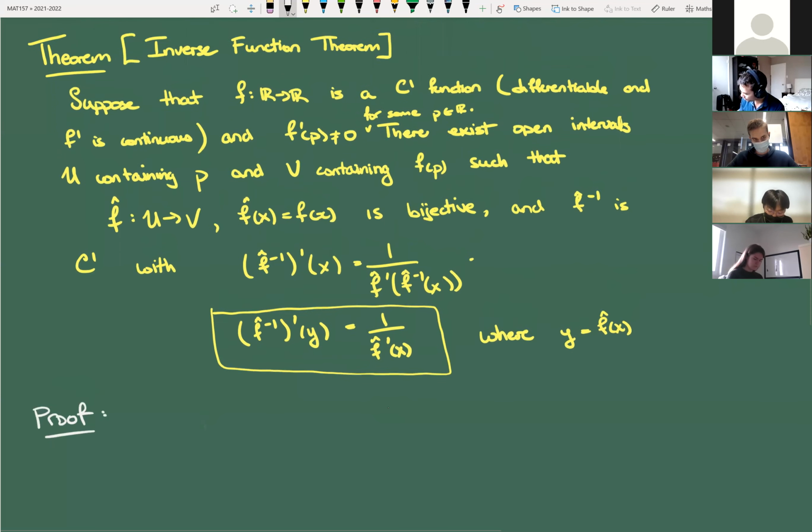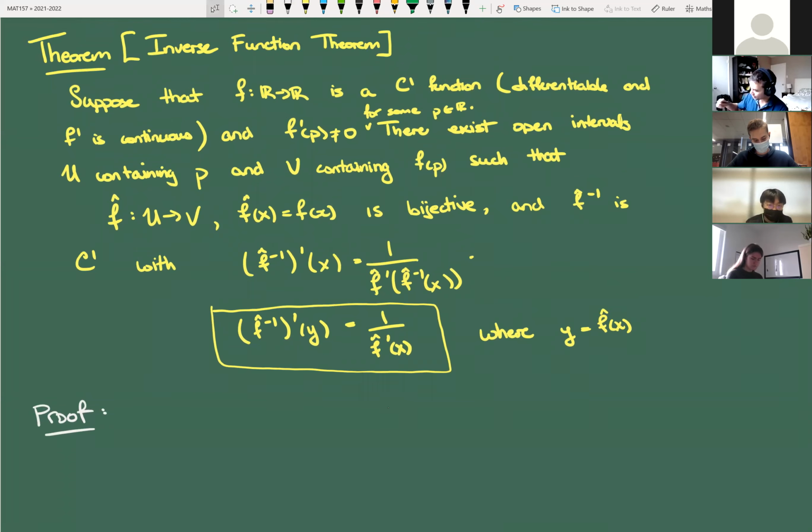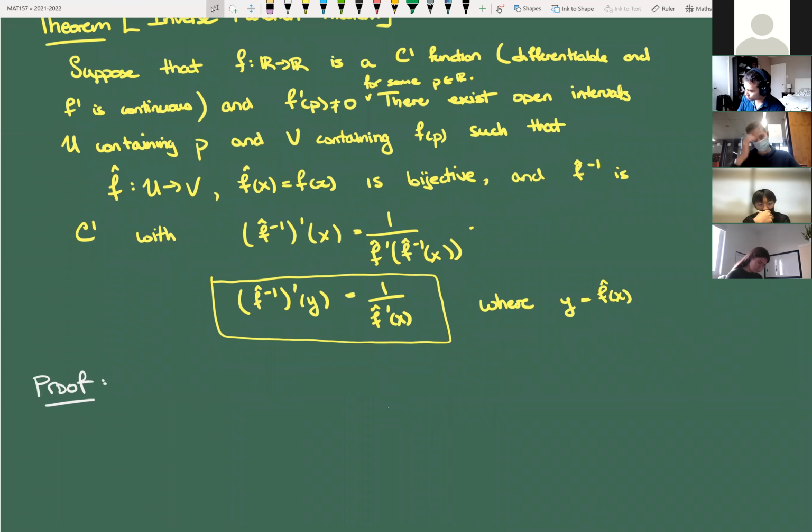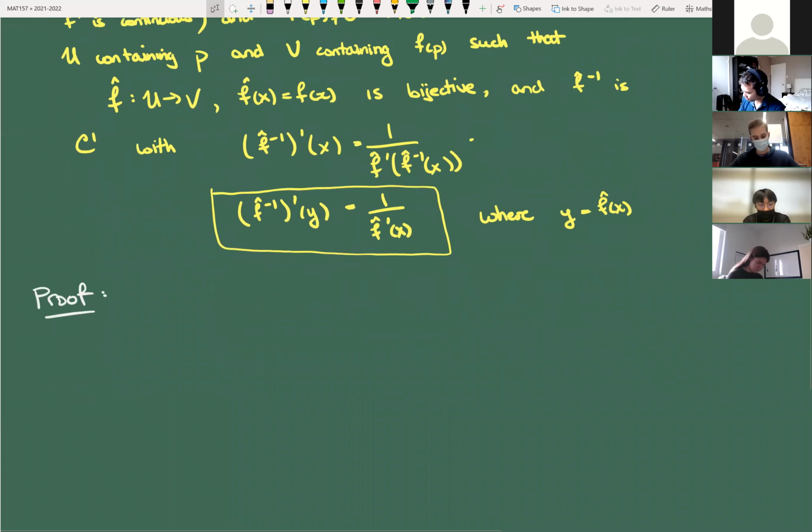Now, the first thing that we want to do is prove that by restricting the function to a small enough neighborhood, we can make it bijective. Okay, that's the first thing that we want to do. And to do that, we're going to use the fact that f prime of p is not equal to 0.